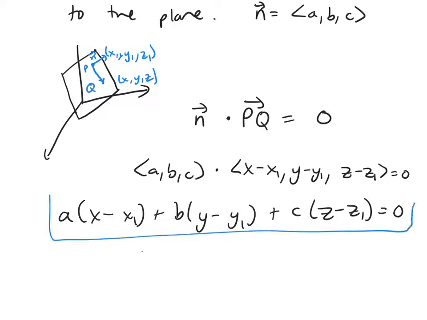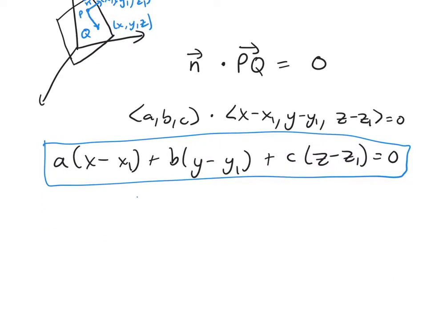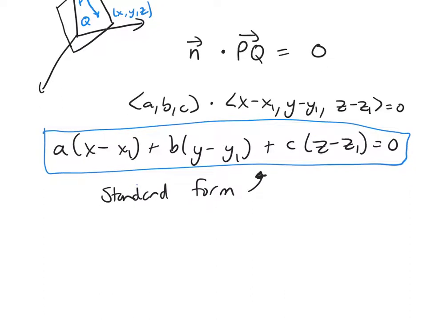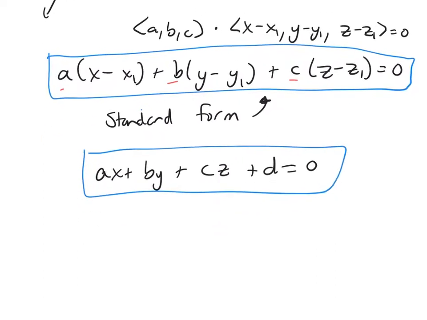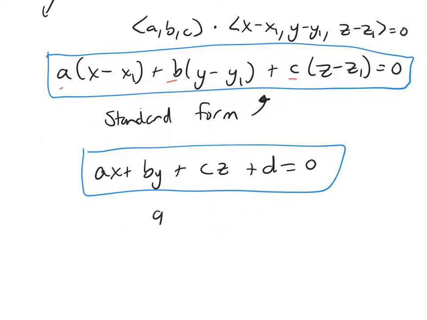And this right here is called the standard form of the equation of a plane. Now, if you distribute out all these scalars, this A, this B, and this C, you could simplify this to look like Ax plus By plus Cz plus some constant equals 0. And this is called the general form of the equation of a plane.